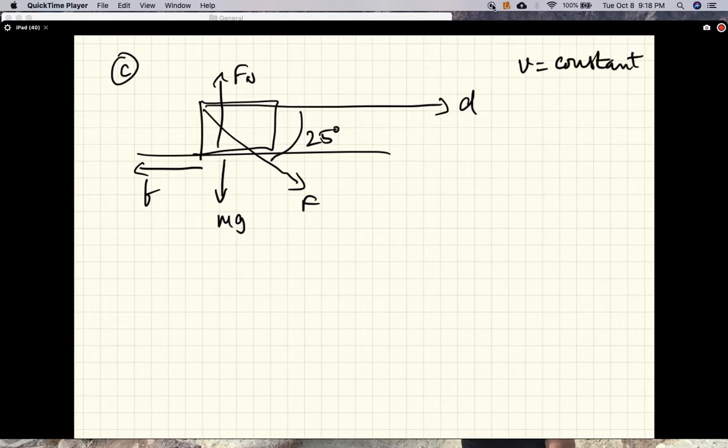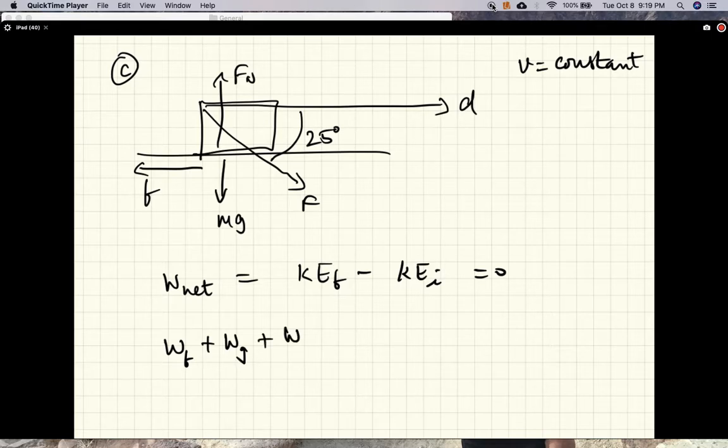So we're going to use the work energy theorem to find the work done by the force. The net work done is equal to the change in kinetic energy, so final kinetic energy minus initial kinetic energy. And since the velocities are constant, this is 0. The net work done is the work done by friction force, plus work done by gravity, plus work done by the normal force, plus work done by the force. And that should equal 0.